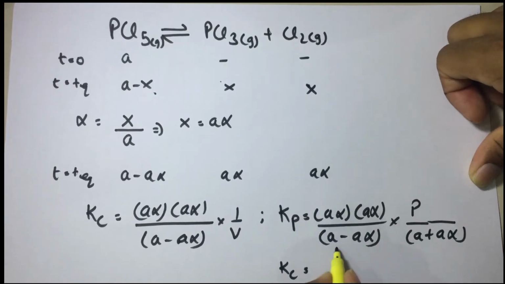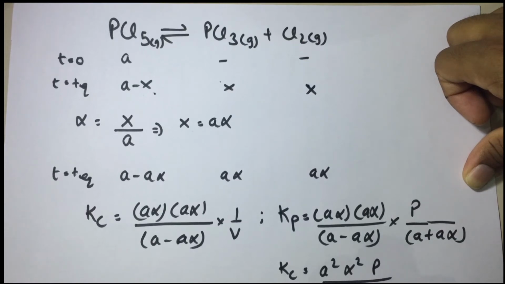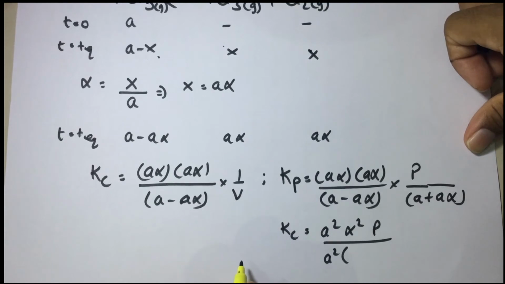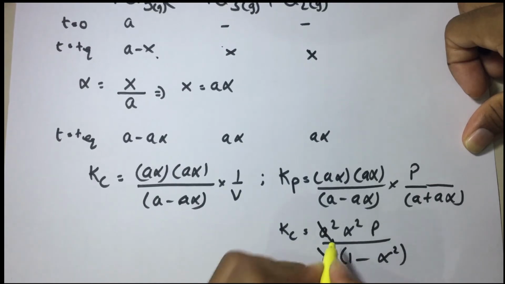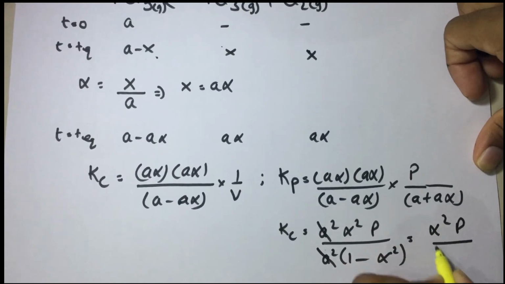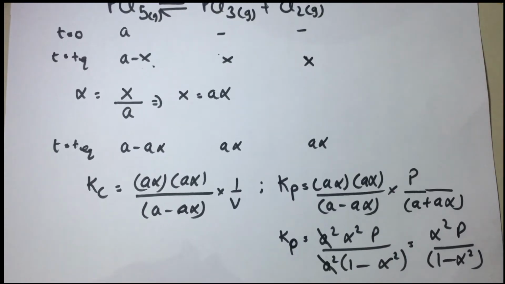If we take common A in the denominator, it will become A square alpha square P, and here we have A square, and we know that 1 minus alpha multiplied by 1 plus alpha is 1 minus alpha square. So A square will cancel out, and it will become alpha square P divided by 1 minus alpha square. That is the expression of Kp.